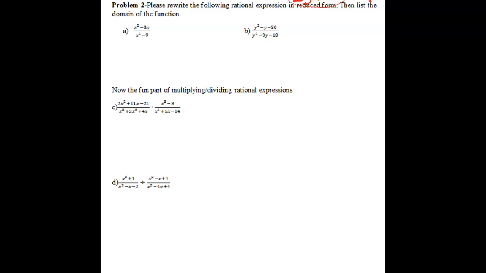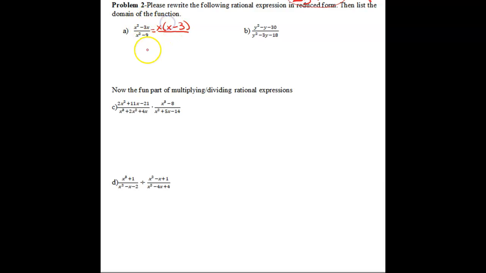Alright, so problem 2 says, please rewrite the following rational expression in reduced form, and then the domain of the functions. So, rewriting the rational expression in reduced form just literally means factor and cancel. Looking up top, I've got x squared minus 3x. They have a GCF of an x that I'm going to pull out. So I've got x minus 3 up top.